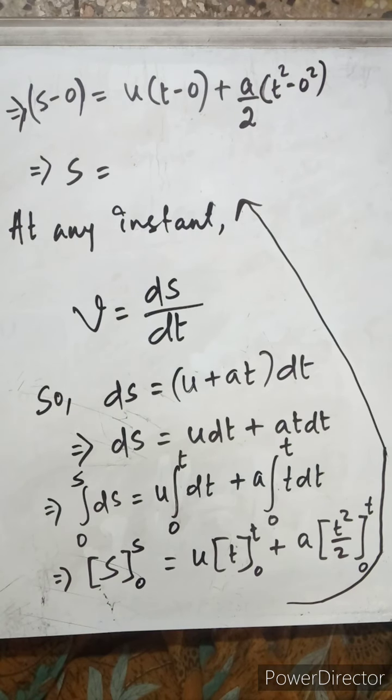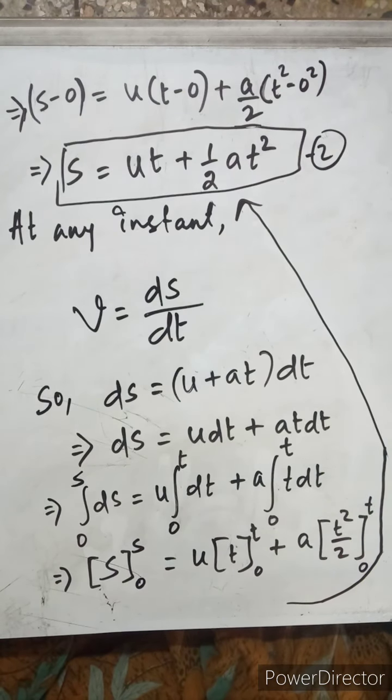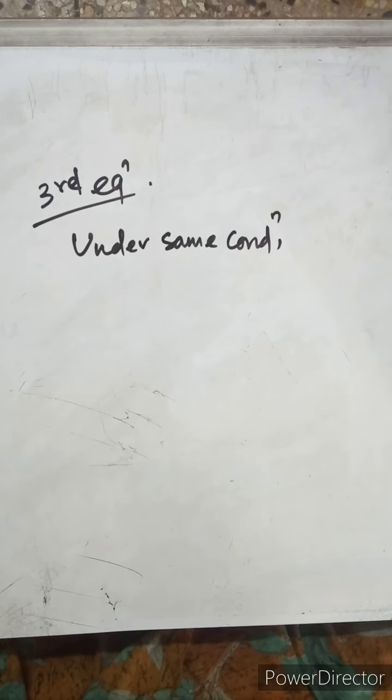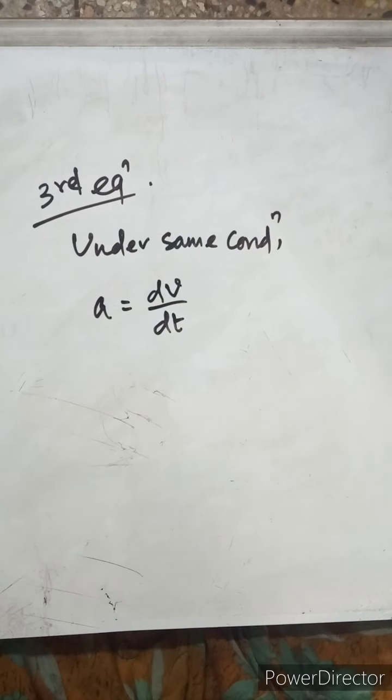So s minus 0 is s, obviously, and you have u times t plus half a t square. So s is equal to ut plus half a t square. This is the second equation of motion. Go through the video slowly so that you can understand this in a more precise way. We'll come to the third equation of motion.